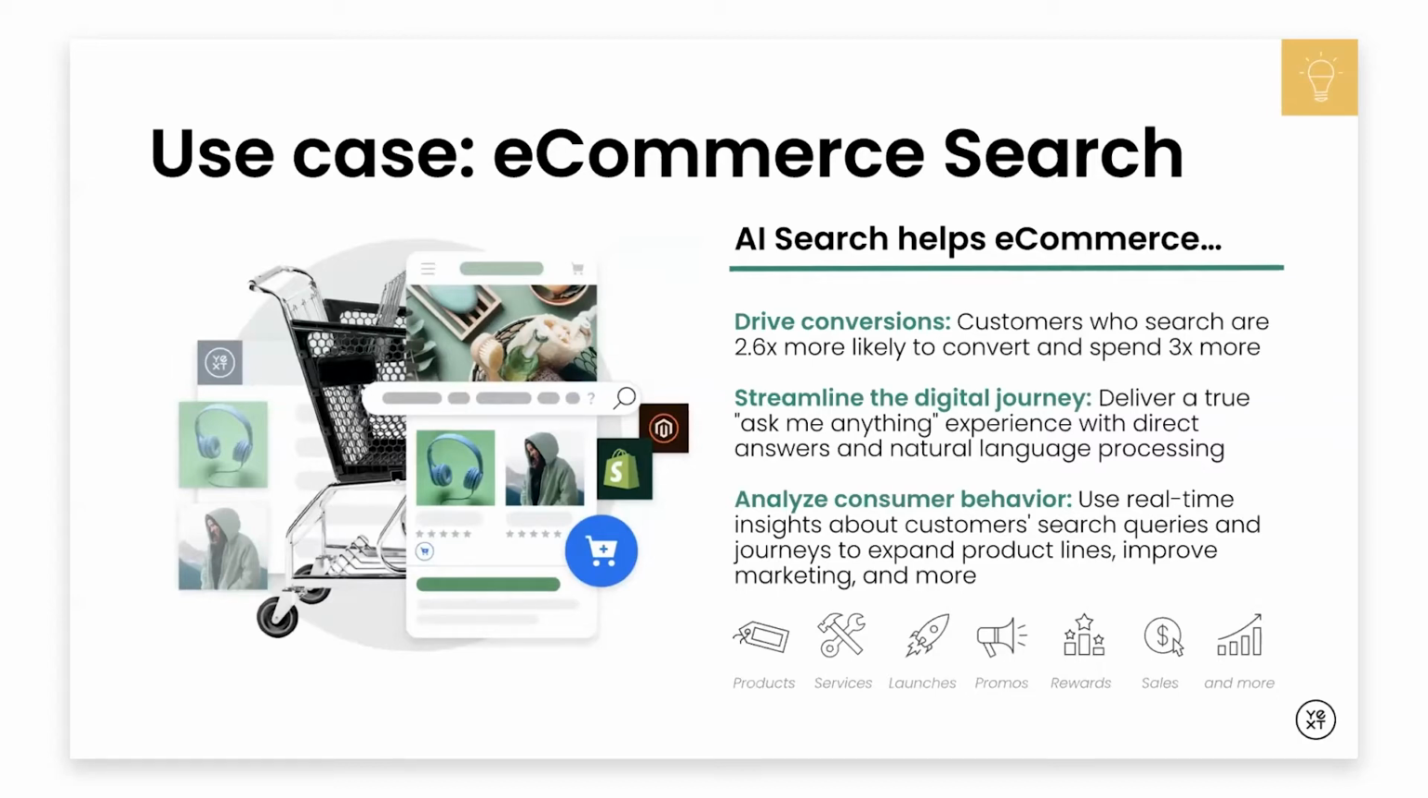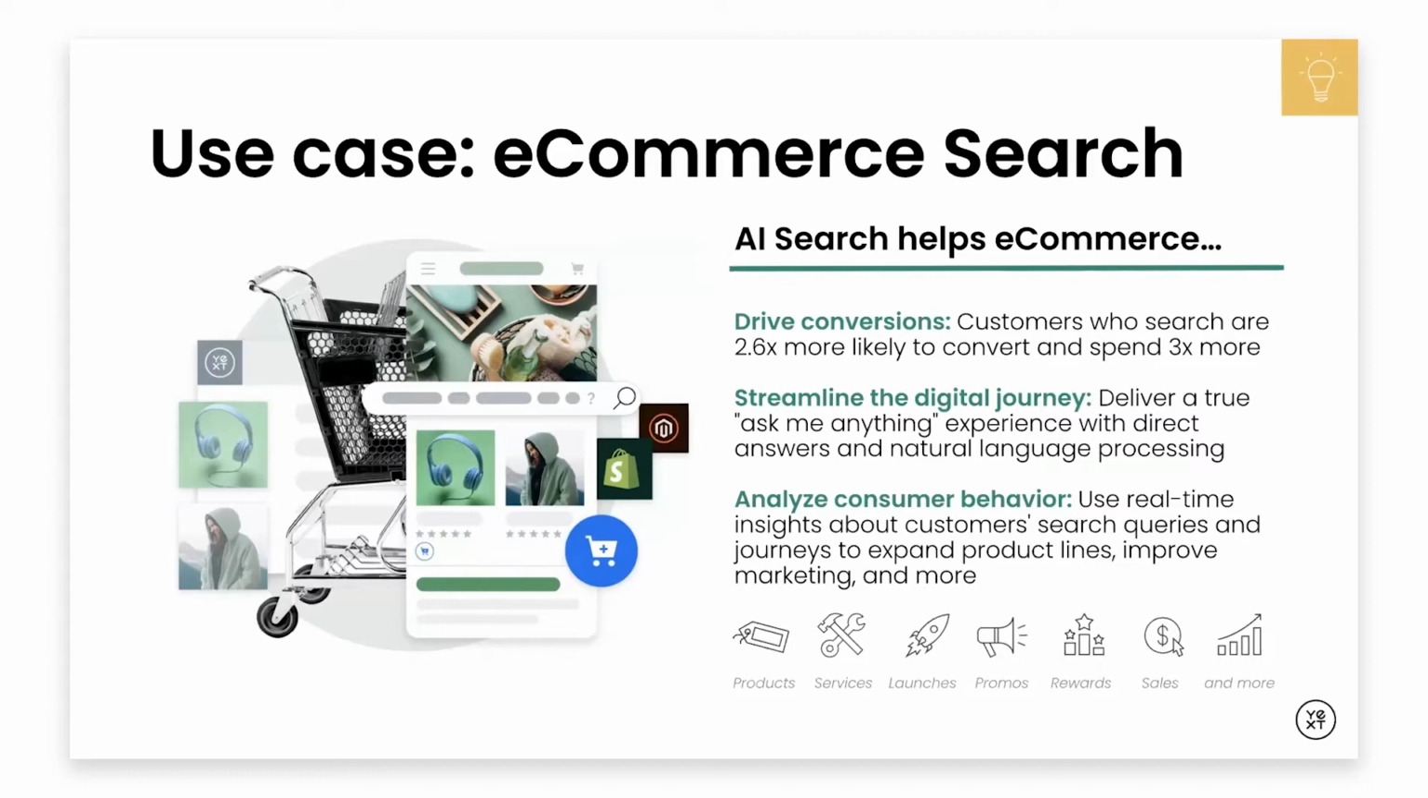People who search are more than 2 times more likely to convert and actually spend 3 times more than users online who don't search, because search is such an integral part to the process of online shopping. And having an AI-powered search as opposed to a simple keyword search actually streamlines that digital journey and helps you to deliver a true Ask Me Anything experience, taking advantage of all of the AI and machine learning powered features that we have in Answers.